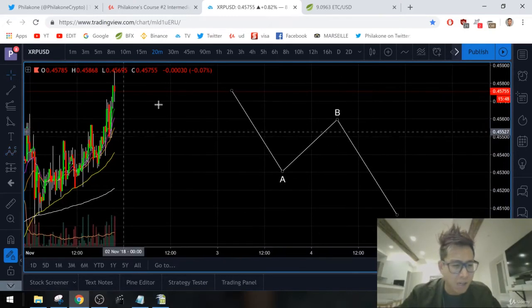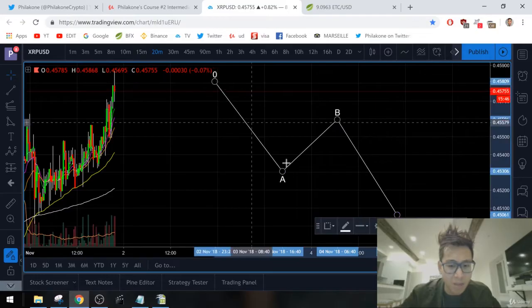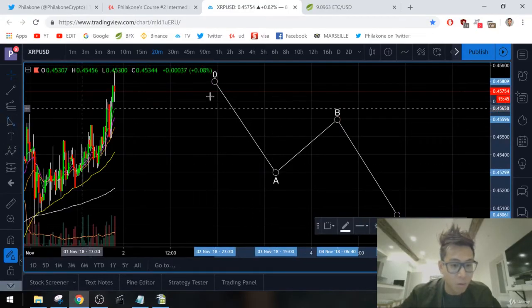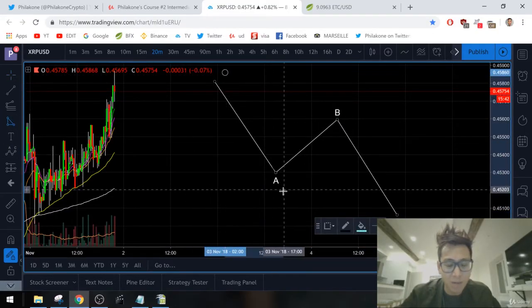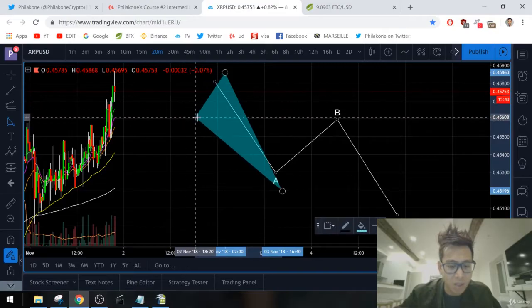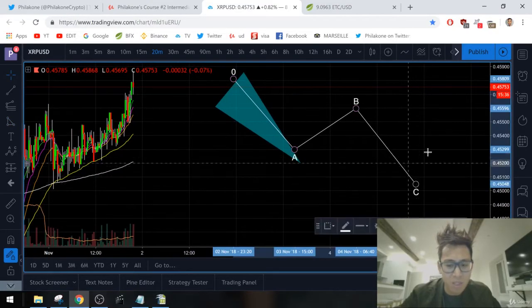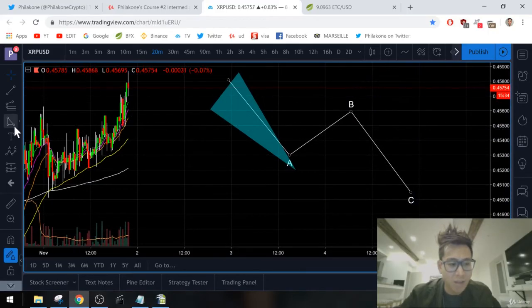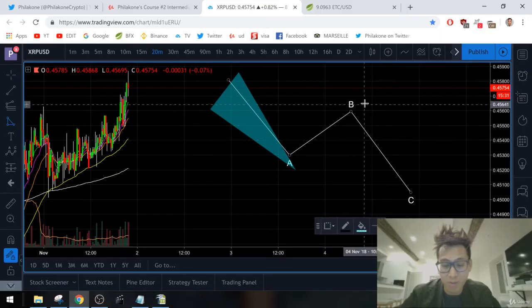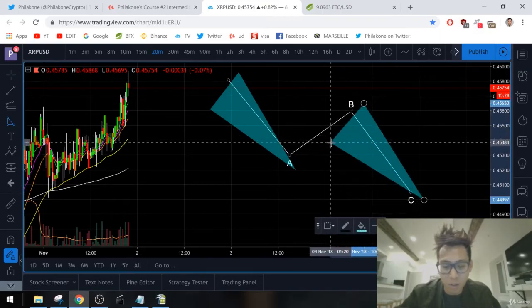So we can get a leading first wave diagonal in the A position, where that happens quite often, where it breaks out. And we can also get it in this position as well. The ending diagonals in the C position are really profitable ones to play as well, right? Where it goes something like that.